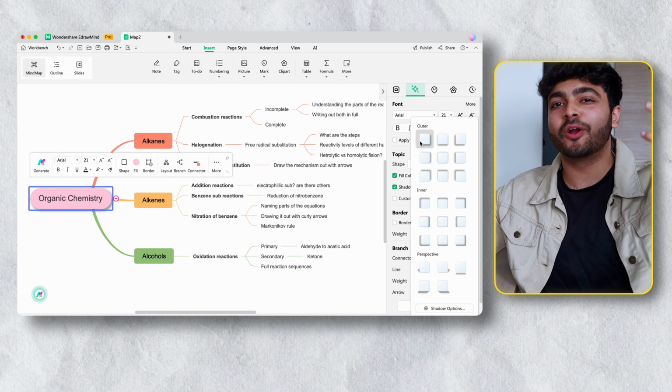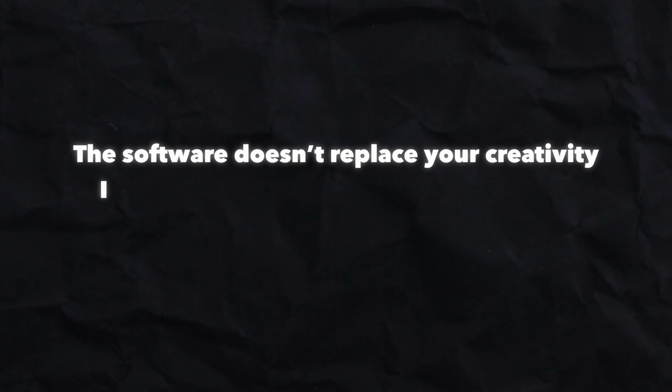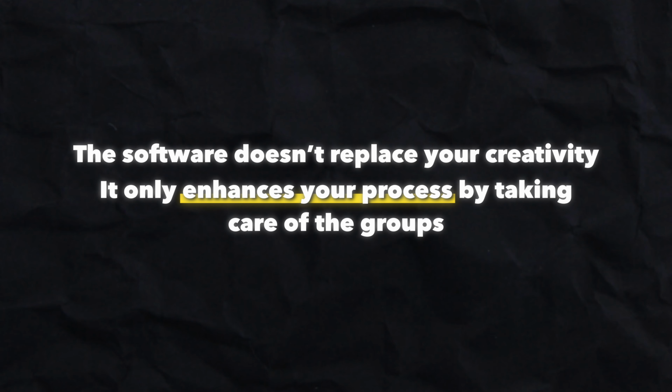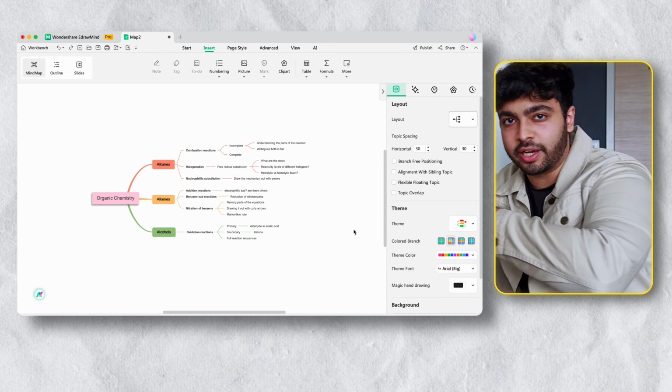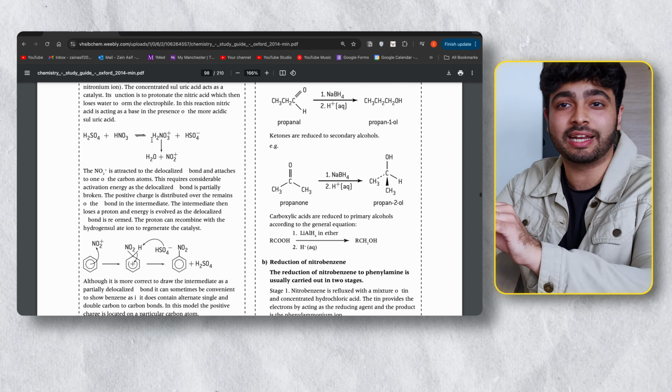Essentially, I get a lot of questions about which mind mapping software to use. This is a great one that I've come across. Although it doesn't replace your final mind map, the one that you draw out, what it does do is that it enhances your process by taking care of the grouping. Because before you even start creating the mind map, when you read through it, you've already structured the headings and the subheadings in these groups, and that compartmentalizing at the end of it improves the speed at which you understand the topic.